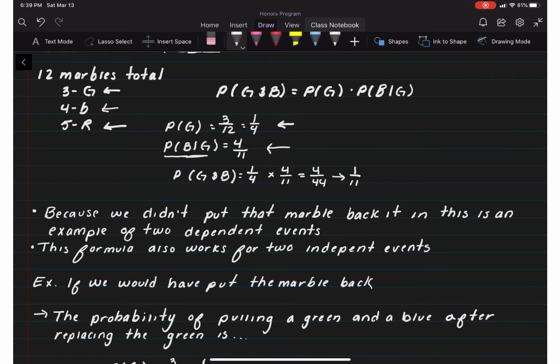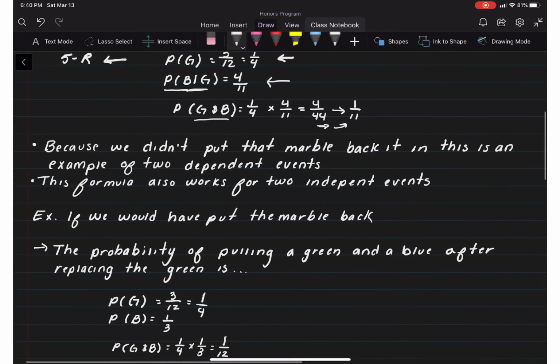We say 4 out of 11 because there's 4 blue marbles, and we say 11 instead of 12 because we're assuming that we didn't put the marble back in the bag, so we have to take one away. So now the probability of green and blue is 1/4 times 4/11 equals 4 out of 44, ultimately equaling 1 out of 11.